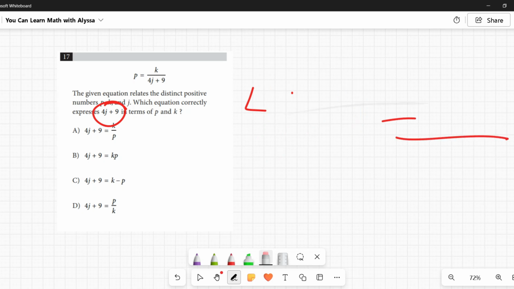So we need to manipulate things using our algebraic knowledge so that 4J plus 9 is by itself, and P and K and anything else, if there are any other constants in that particular problem, will need to be on the right. That's how you're going to do it. You're not solving for the constant. It's impossible. You only have one equation and you have multiple constants.